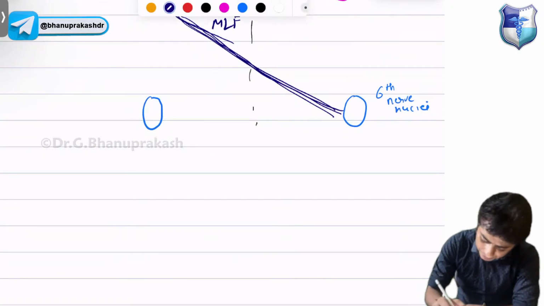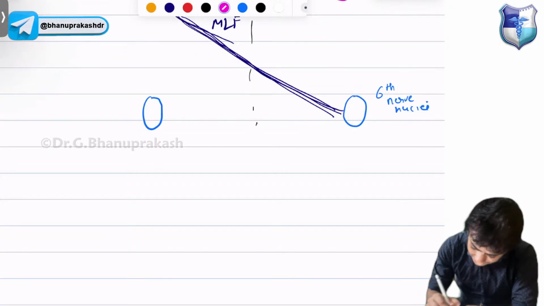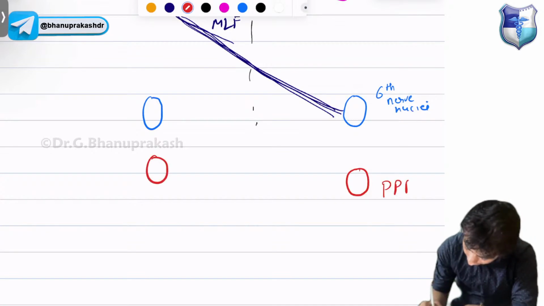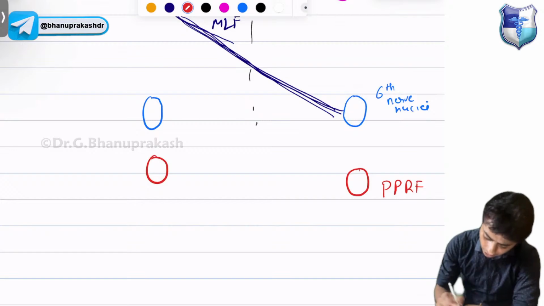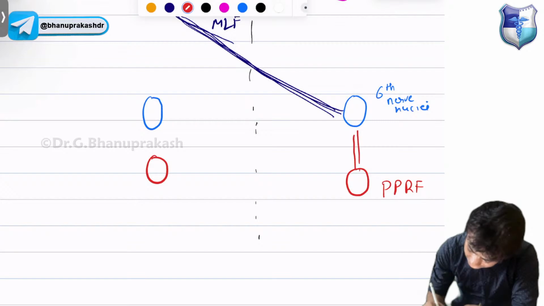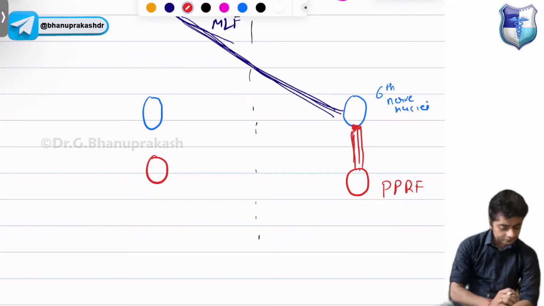Now, the sixth nerve nucleus is present in pons. In pons, there is a special type of nuclei. That is your PPRF. Okay, and this PPRF has connection with the sixth nerve nuclei. Done, everyone?